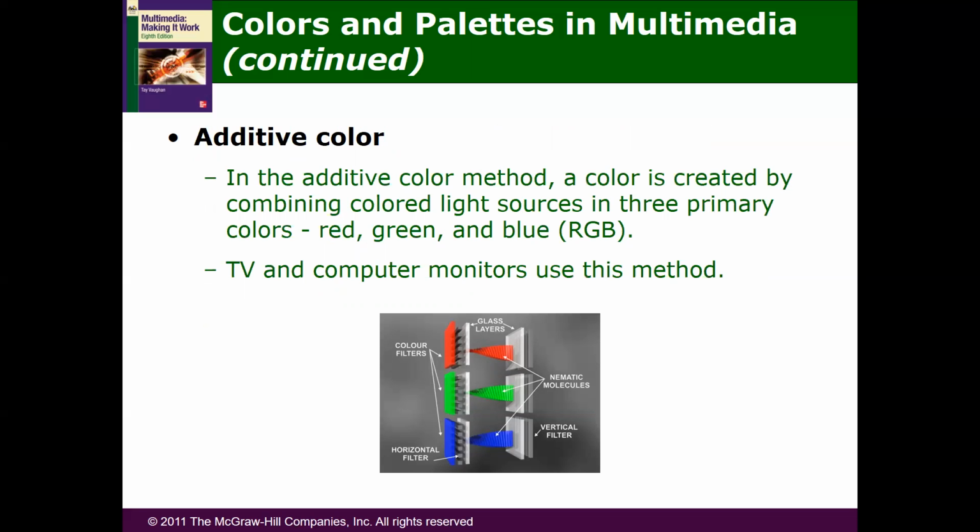Additive color. In the additive color method, a color is created by combining colored light sources in three primary colors: red, green, and blue, or in short form, we call it RGB. Now, TV and computer monitors use this method. So, additive color, whereby the three primary sources of light are three different colors: red, green, and blue.